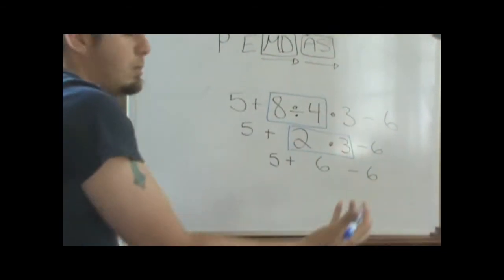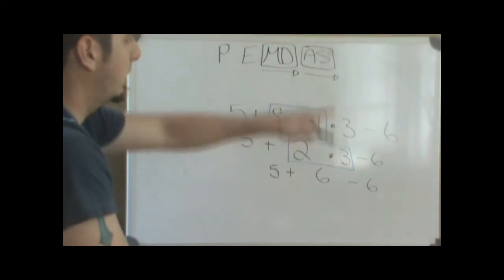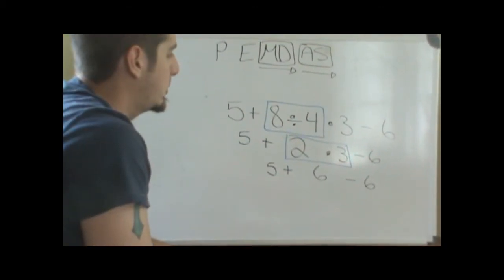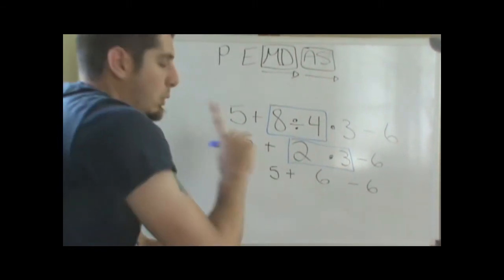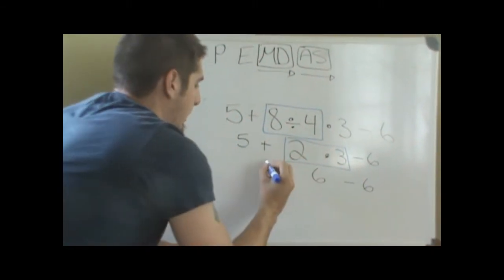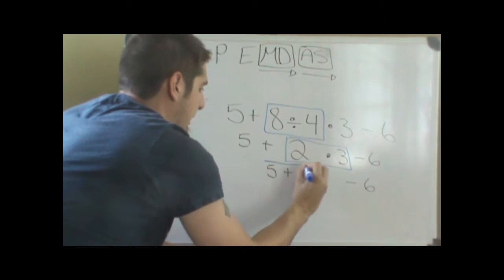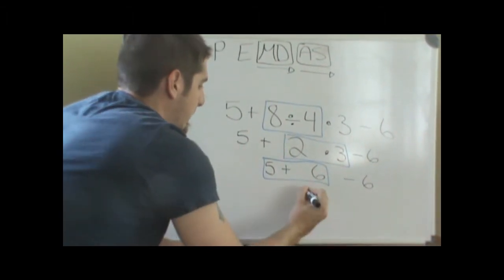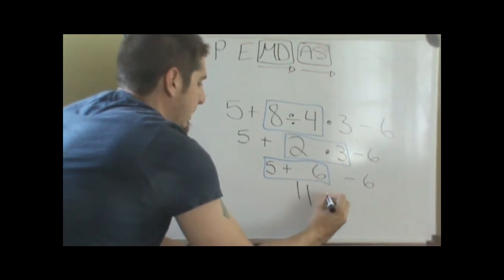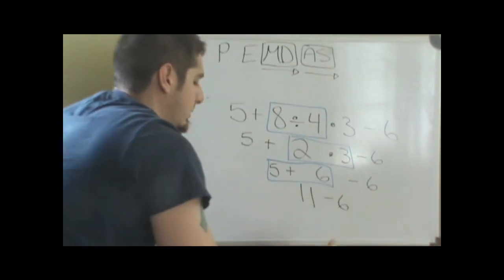So there's no more multiplication and division, so I'm going to move on to the last step in the order of operations, which is addition and subtraction. I see addition and subtraction, so I'm going to go from left to right, doing whatever comes first. In this case, it happens to be the addition. I get an answer of 11 for 5 plus 6. I drop down the minus 6.